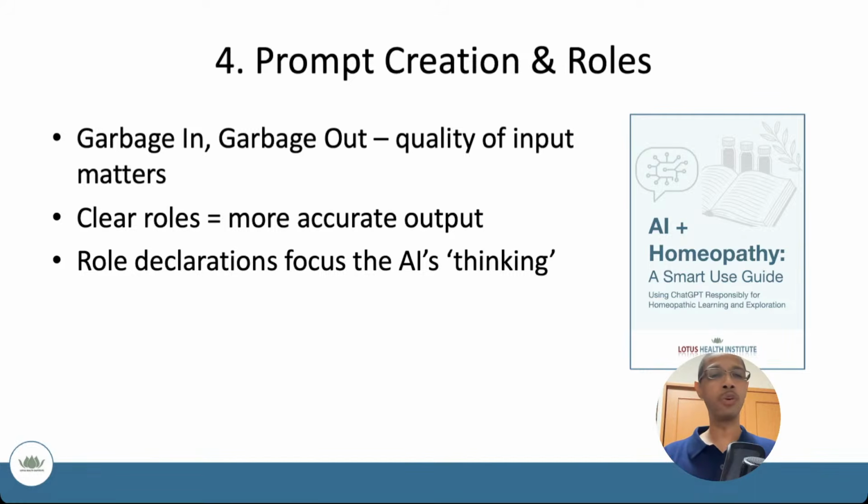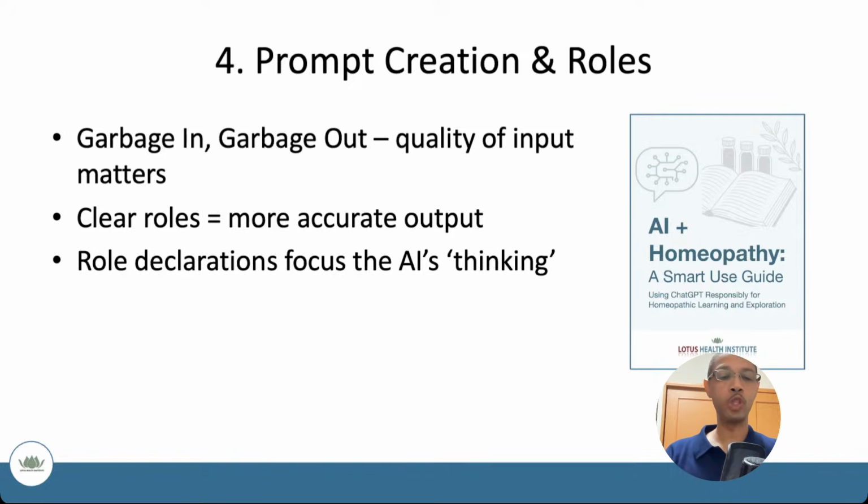Now, if you've been to the website, we had the Smart Use Guide, right? The AI and Homeopathy Smart Use Guide. This was an ebook that I put together a couple of months back. It's freely available on the website, lotushealthinstitute.com. You can go there and get that. There's also the article there. And I talked about the prompts and role creation.